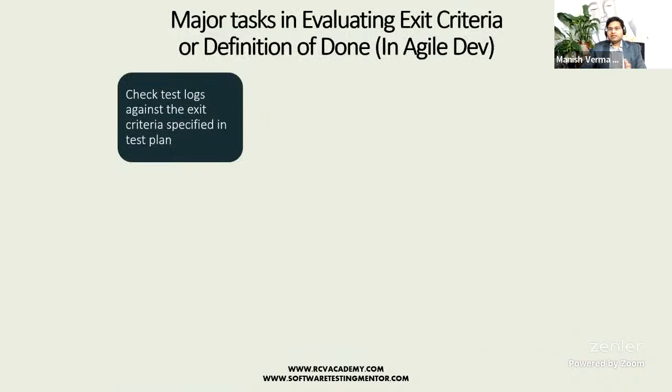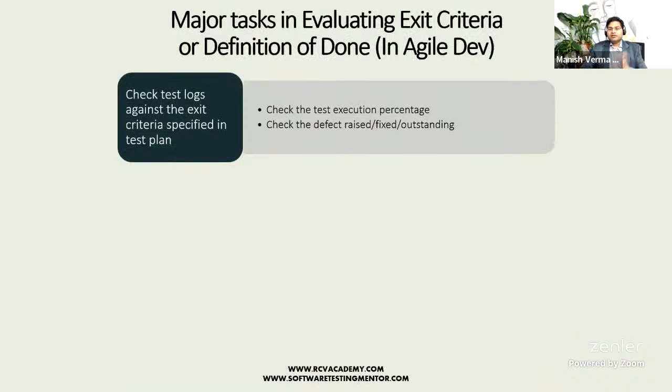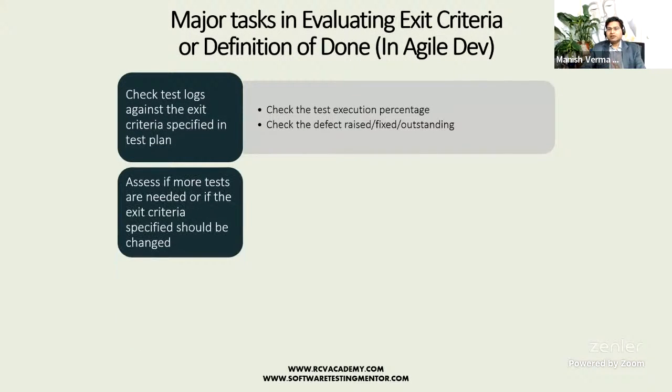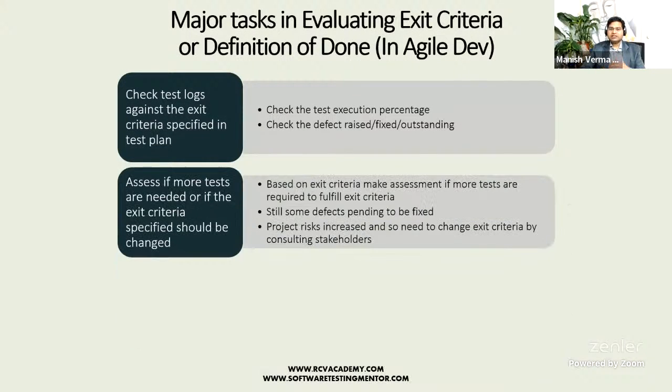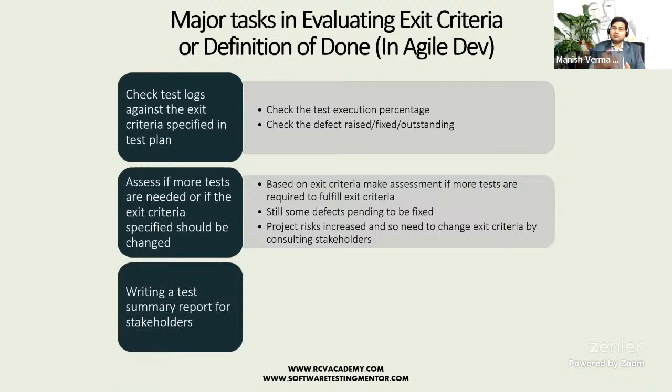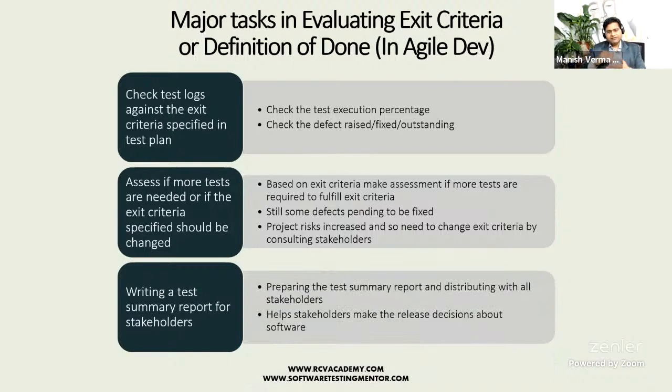Now, what are the major tasks in evaluating exit criteria or definition of done? So checking the test execution percentage, defects raised, and bugs fixed, as I mentioned, like whether all of those severity 1 and 2 defects are being fixed. Evaluating the exit criteria is based on the checklist that has been mentioned, right? And then accordingly, ensuring that all of these details are being met in the user stories.